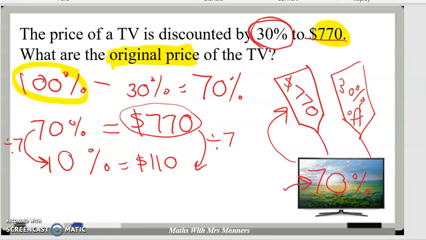Now we want the full amount of the original TV's price, so the full original amount, and that would be 100%. So before we've taken any discounts, the original price as a percentage would have been 100%.